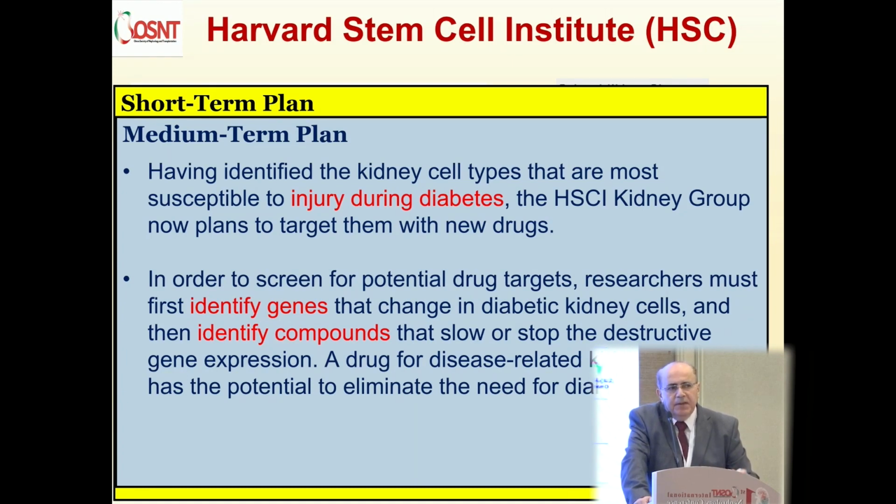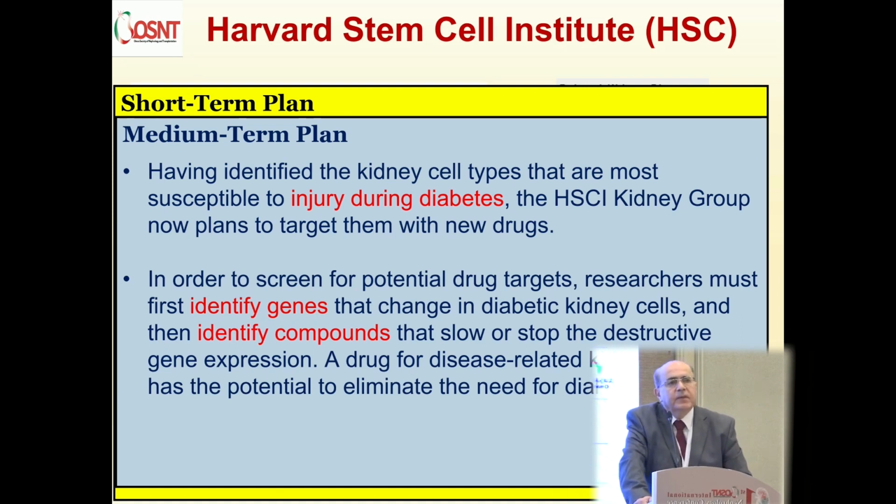Their medium-term plan: already the Harvard Institute of Stem Cell has identified the most susceptible cell type in the kidney, as there are several cell types, during diabetes. So already we know the kidney cell type that is most susceptible. So Harvard Stem Cell Institute now plans to target these cells with a new drug. So we are looking for targets for new drugs.